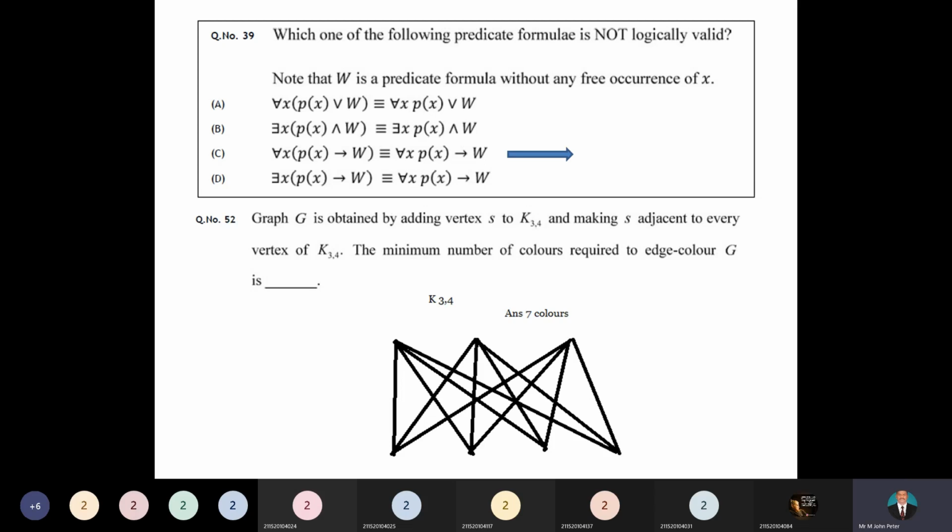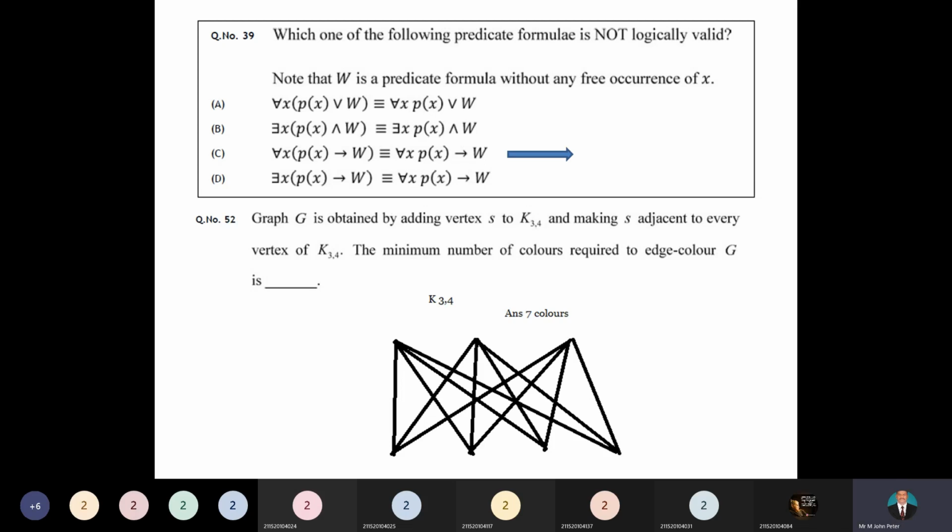So here it's based on the degree. In K3,4, the maximum degree of a vertex is 4. So hence for this case, 4 is the answer to cover K3,4 for edge coloring, without contradicting the case. And then they add one more vertex. That one more vertex is the S vertex. That S is adjacent to all those other 7 vertices.